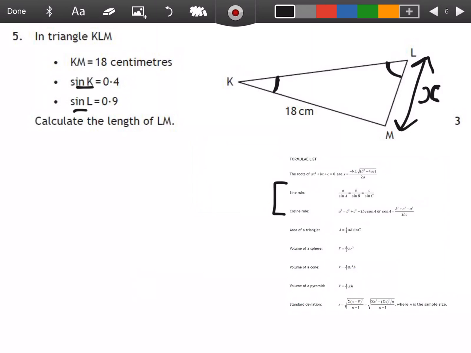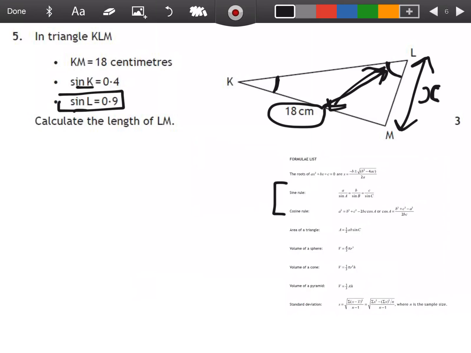Now, the way I say we should decide which formula to use is we can only use the sine rule if we have a side, 18, and the angle opposite. There's not an angle marked in there, but we know sine L is 0.9, so we actually do have L, that angle up there. So we can use the sine rule: we've got an angle and a side opposite and we know the information.